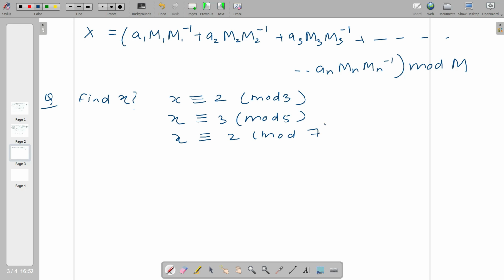So first we will check these are m1, m2, m3. Are m1, m2, m3 relatively prime or co-prime? Yes, 3, 5 and 7 are co-prime to each other. So this system of equations can be solved with the help of Chinese remainder theorem. Now we'll see how we can solve this system of equations.